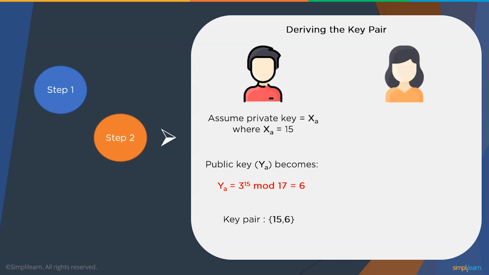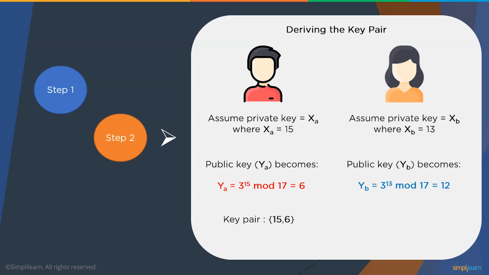For the second user, let's consider the private key XB to be 13. The public key can then be calculated with the formula 3 to the power 13 mod 17, which has the value of 12. So in the second user's case, the key pair is 13 and 12.